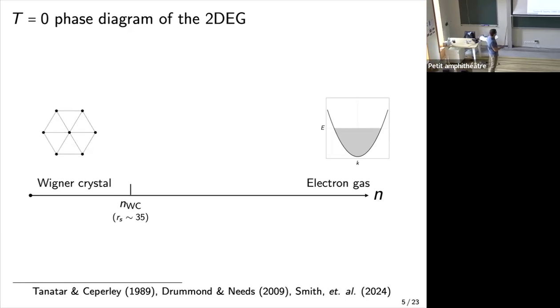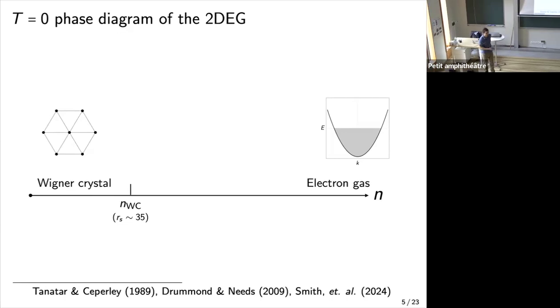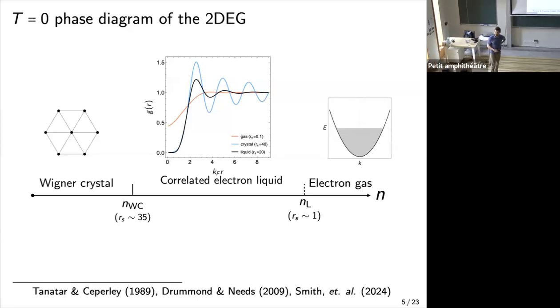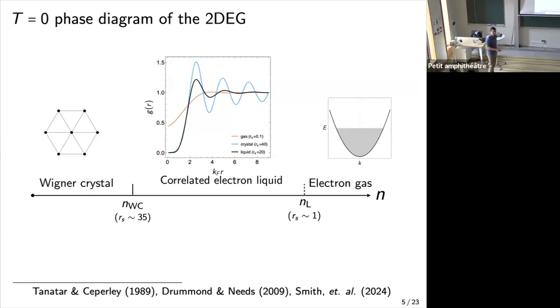What's important about this number is not its precise value, not that it's 35 or 40 or 32, but rather that it's large in comparison to unity. Because what that means is that there's a very broad range of densities between RS of order 1, when the Coulomb interaction energy is of order the Fermi energy, and this freezing point, where what we're dealing with is a very strongly correlated electron liquid. There are different ways of quantifying what exactly one means by a correlated liquid.